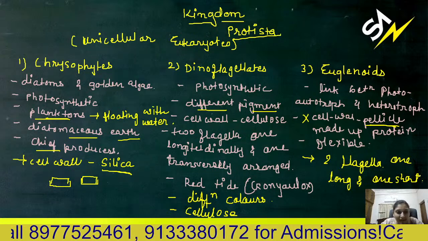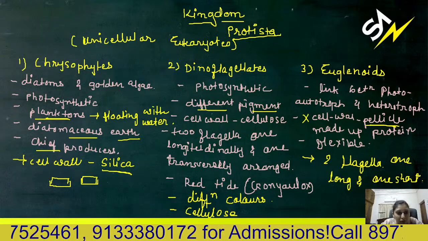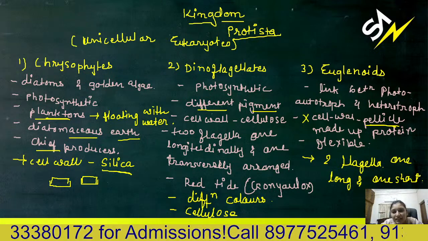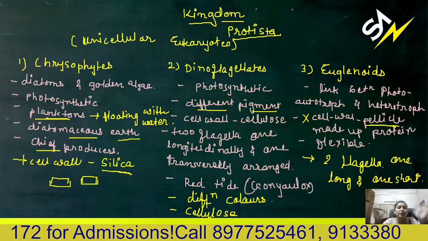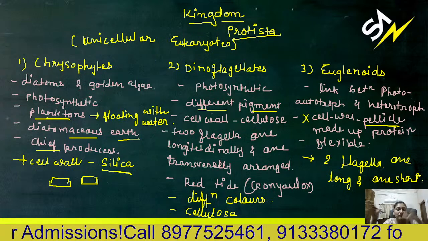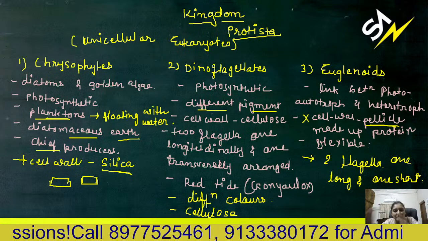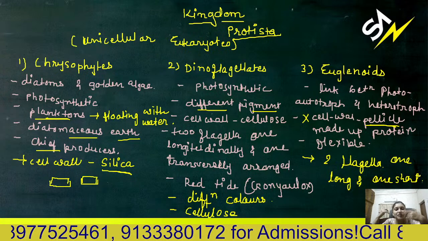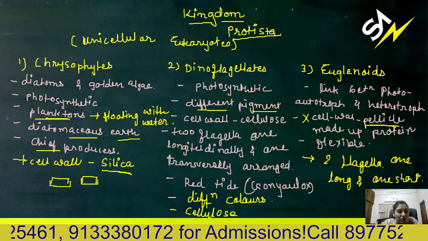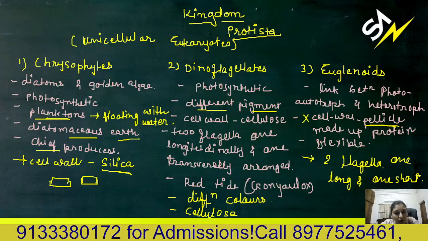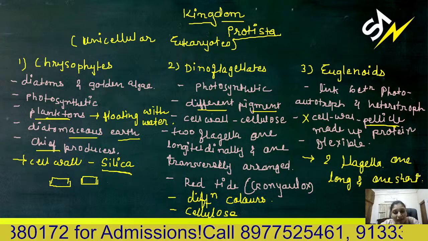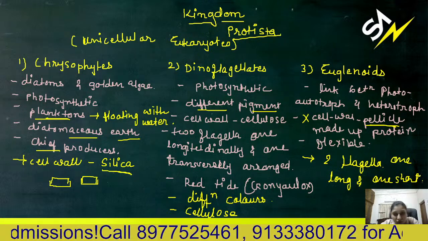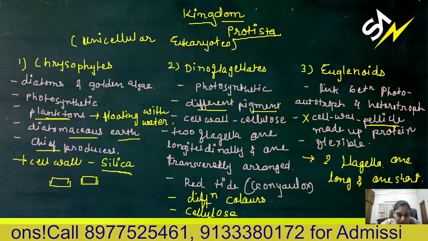So remember one thing: chrysophytes were photosynthetic, dinoflagellates were photosynthetic, and euglenoids are between photo and heterotroph. Sometimes photosynthetic, sometimes heterotrophic: when light is present, phototroph; when light is absent, heterotroph. Instead of a cell wall, the layer or membrane is made up of protein, known as pellicle. And because of this only, they are flexible.